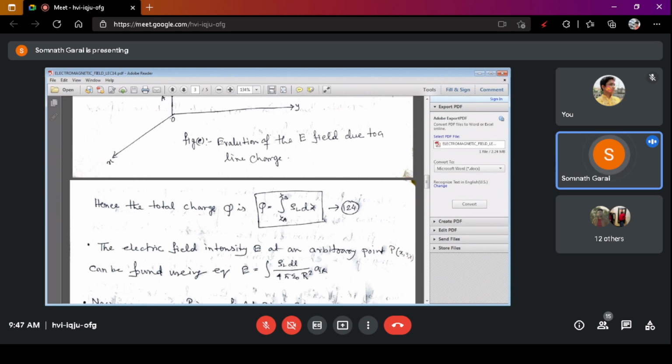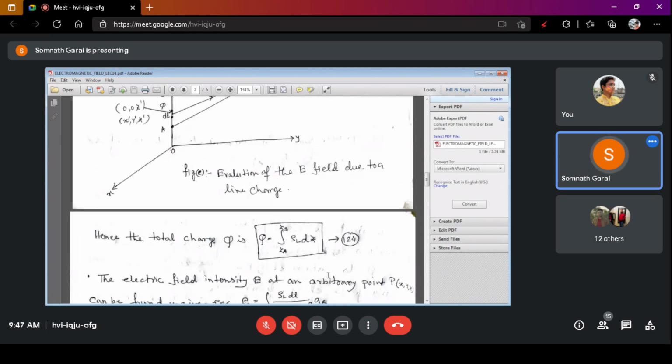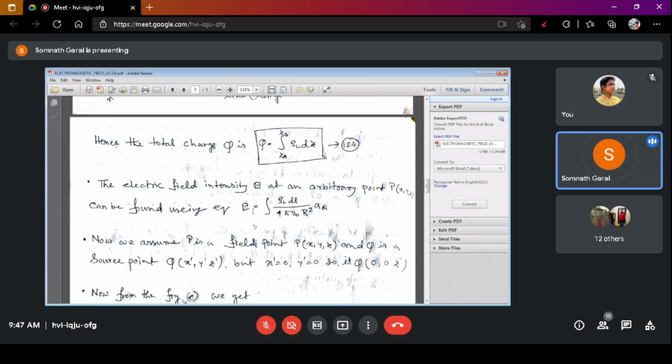We already know from this equation that the electric field intensity at an arbitrary point P, whose coordinate is x, y, z, can be found by the equation: capital E is equal to the integration over rho L dl divided by 4 pi epsilon naught r square ar, right?